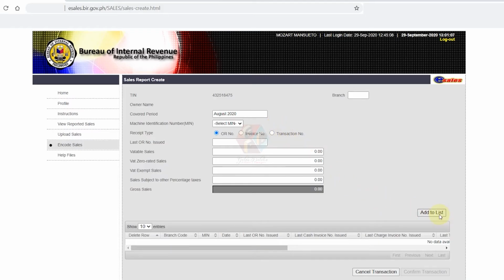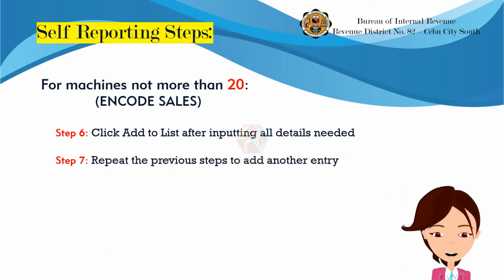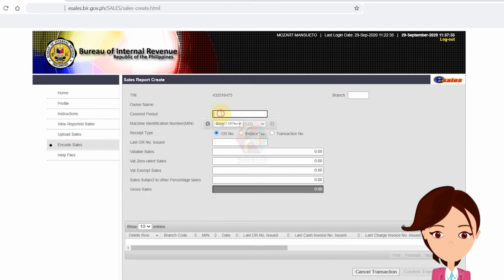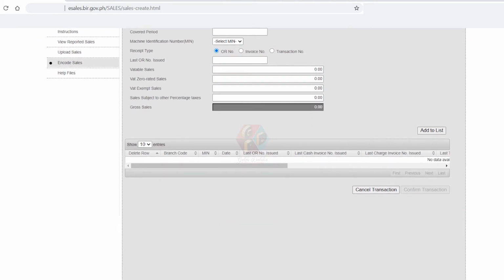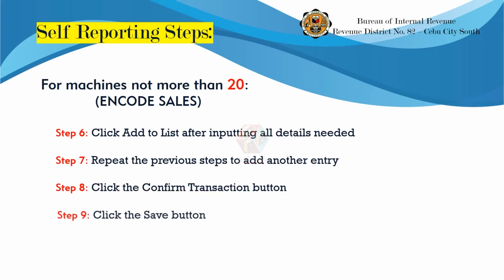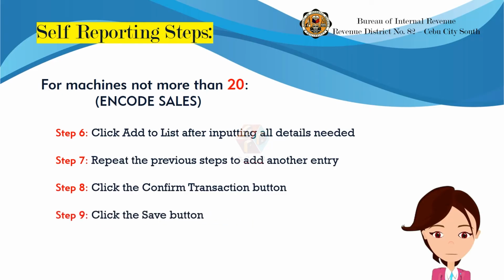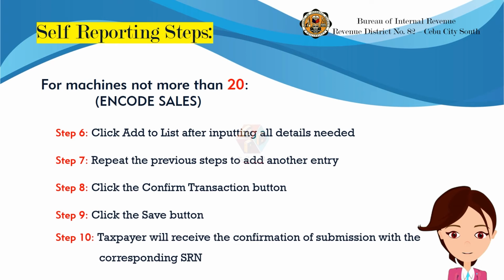Next, click Add to List after inputting all details needed. Seventh, repeat the previous steps to add another entry. Eighth, click the Confirm Transaction button. Ninth, click the Save button. And lastly, taxpayer will receive the confirmation of submission with the corresponding SRN.